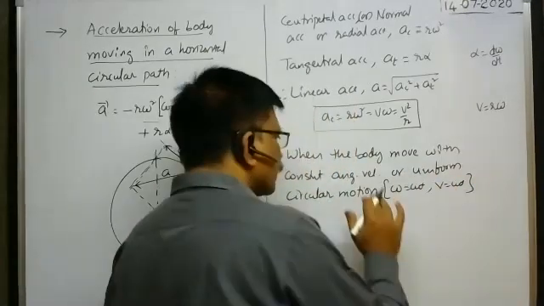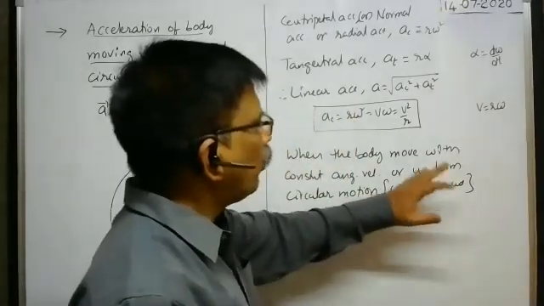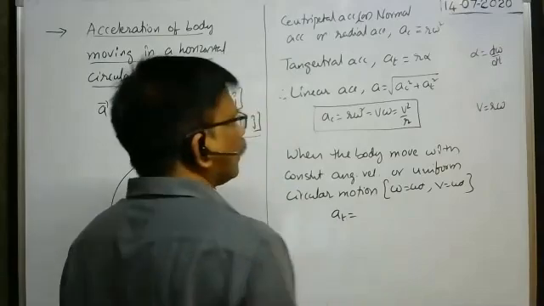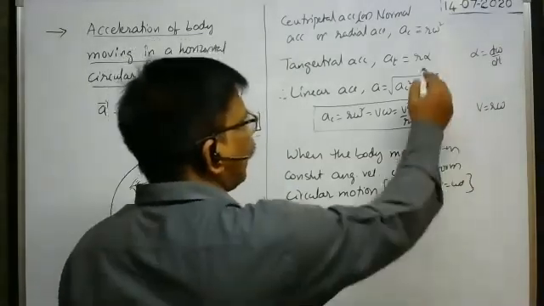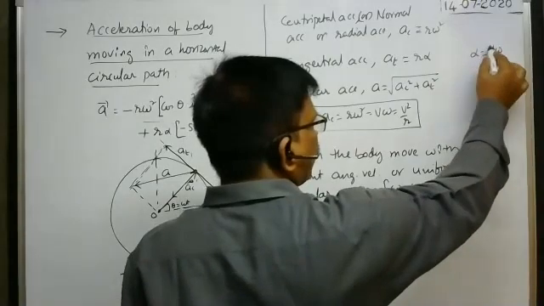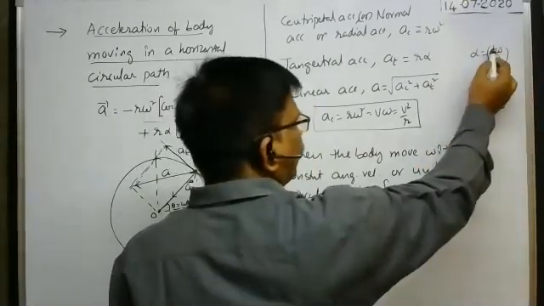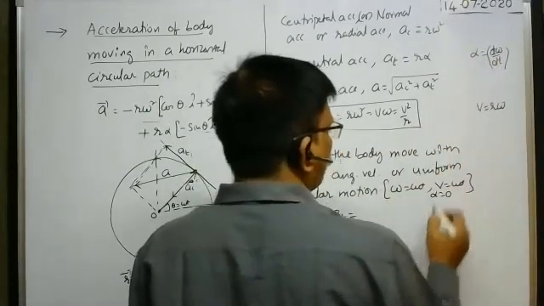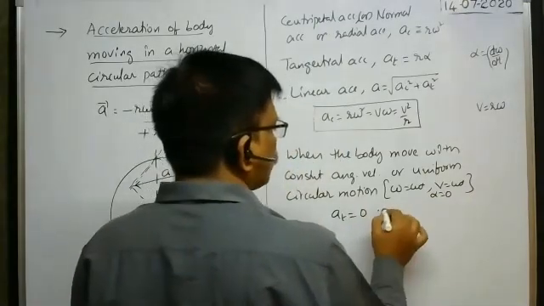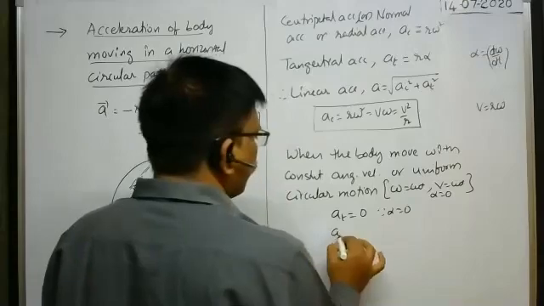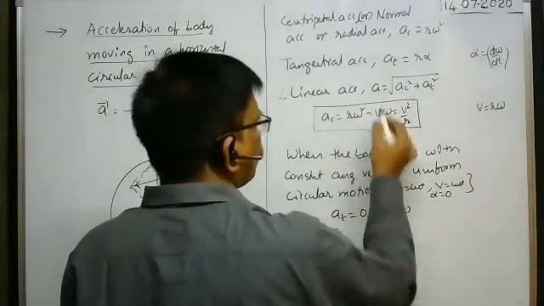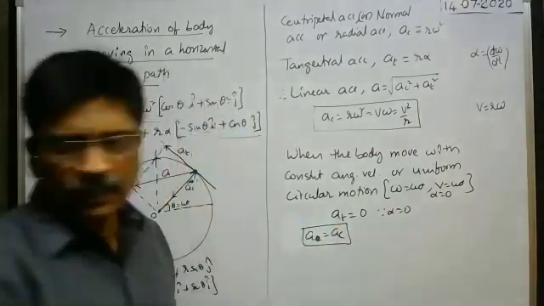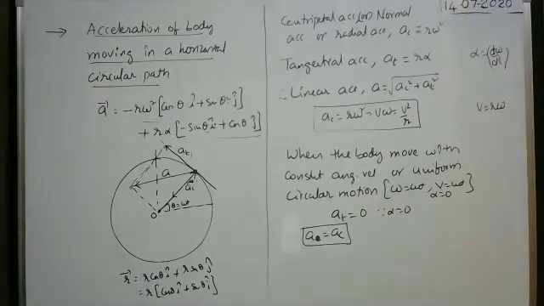So in case of uniform circular motion, angular speed and linear speed both are constant. Whenever both are constant, the tangential acceleration a_t is equal to R alpha. Alpha is 0, no? Because alpha is the rate of change of angular velocity. As omega is constant, d by dt of constant omega means 0. That's why alpha is equal to 0, so a_t is equal to 0. Then the linear acceleration a is simply the centripetal acceleration only in this case. Okay. Next.